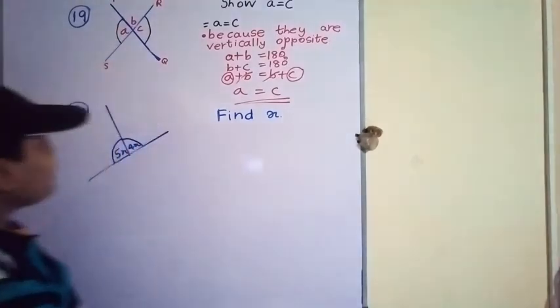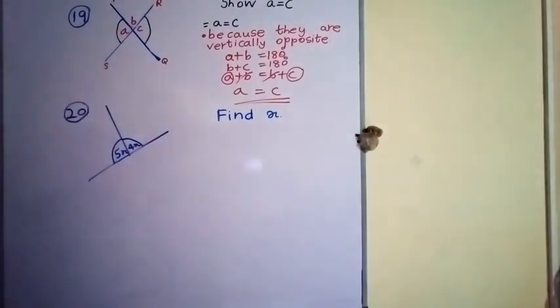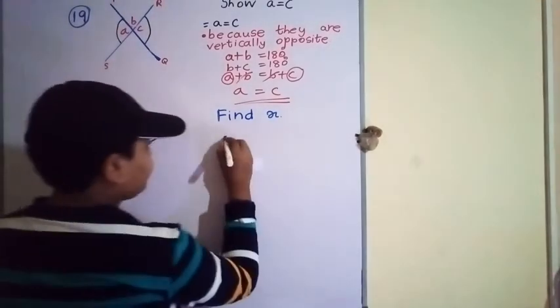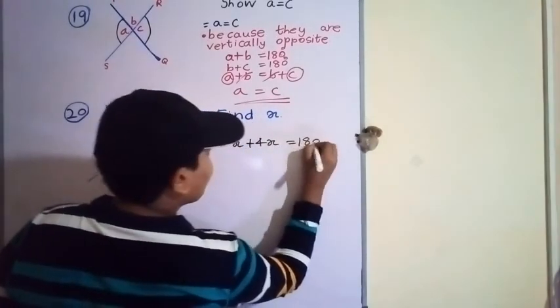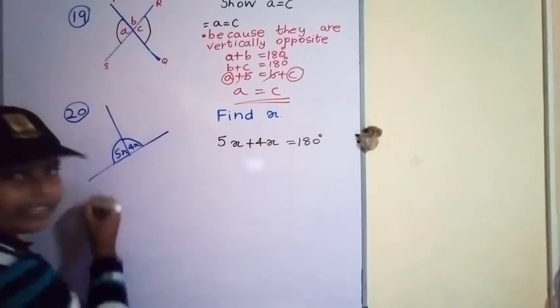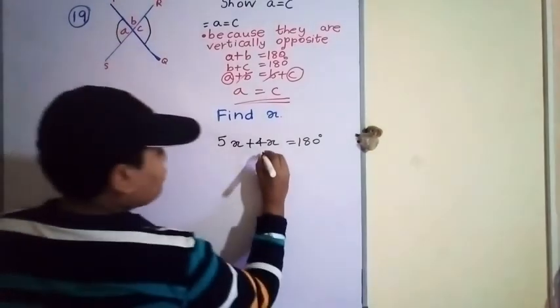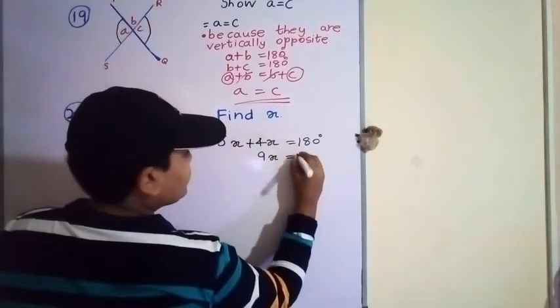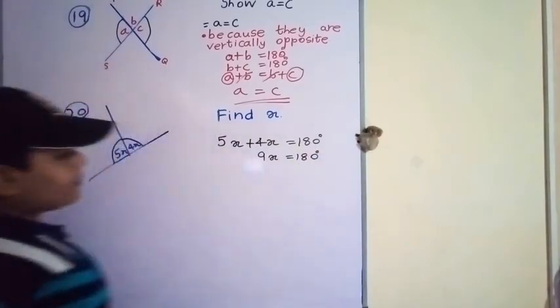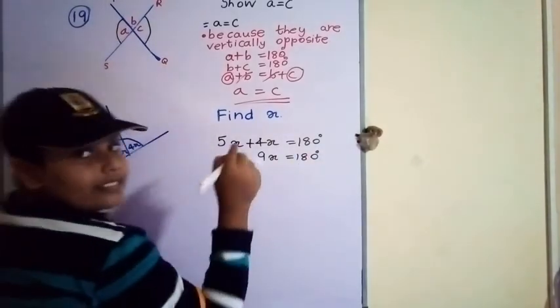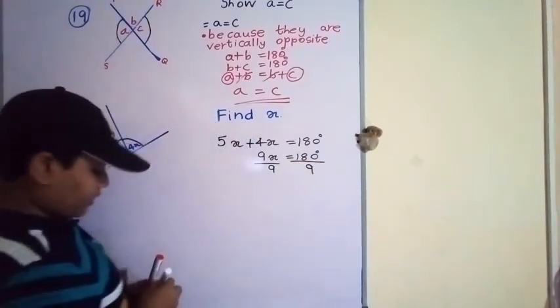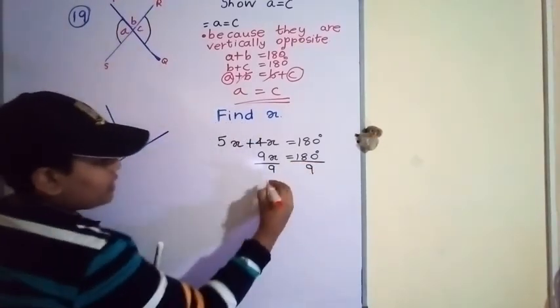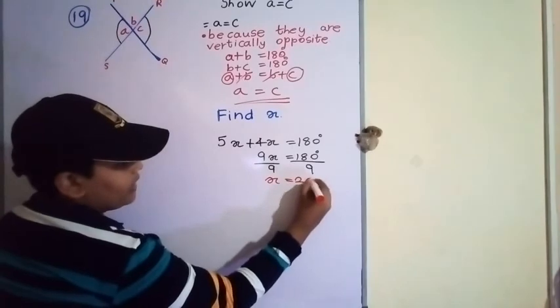Last question, the 20th question. Find x. Now 5x plus 4x is what? 180 degrees, because that is a line. Now 5 plus 4 is 9. 9x is 180. You want to divide this by 9. Now you have the answer. X is 20.